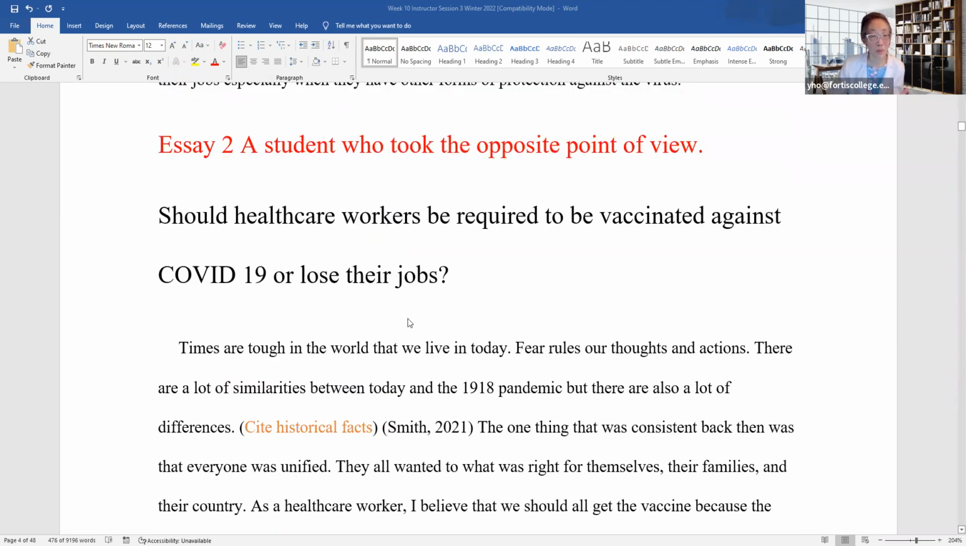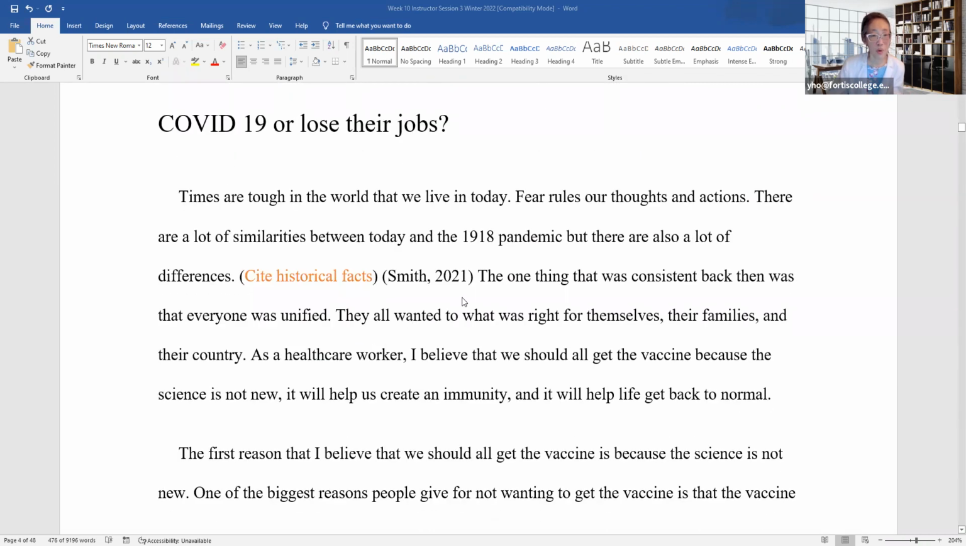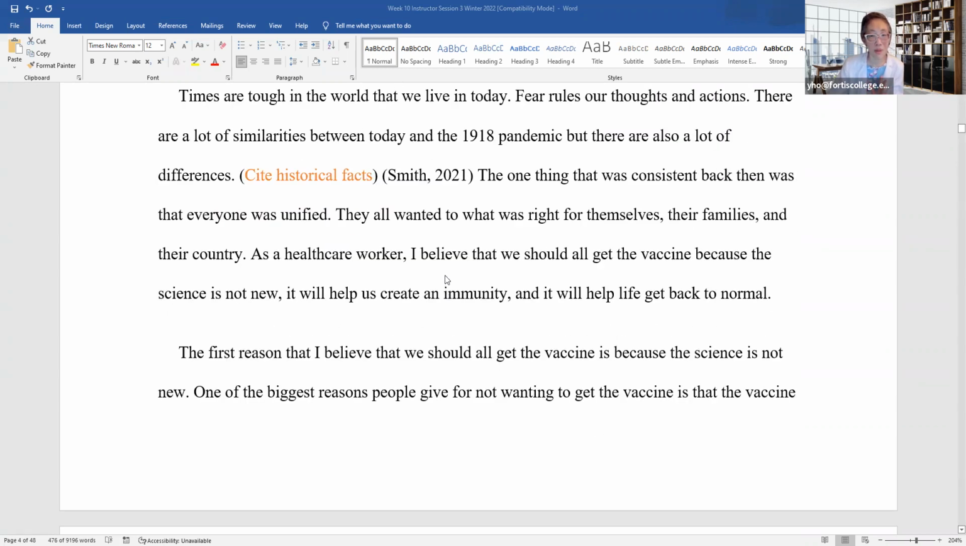Somebody took the opposite point of view. Times are tough in the world that we live in today. Fears rule our thoughts and actions. There are a lot of similarities between today and the 1918 pandemic, but there are also a lot of differences. Here, the person forgot to cite historical facts. And so here she has to put in, if you're using dates, you have to put in the author and the date. And then here she's like, I believe that we should all get the vaccine because the science is not new. It will help us create immunity, and it will help life get back to normal.